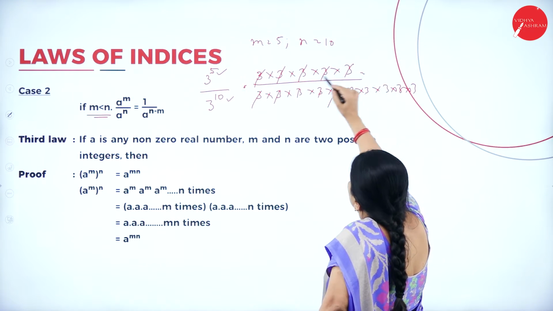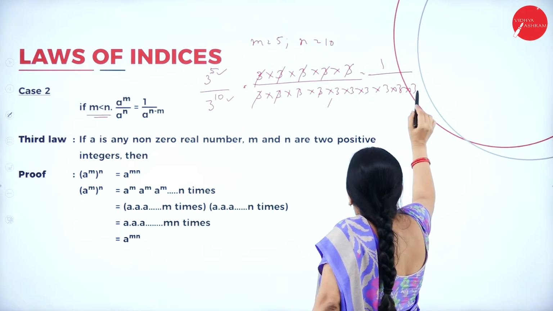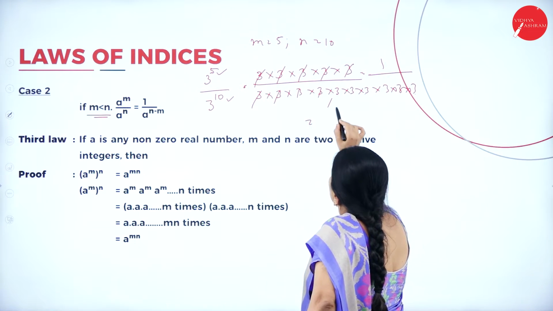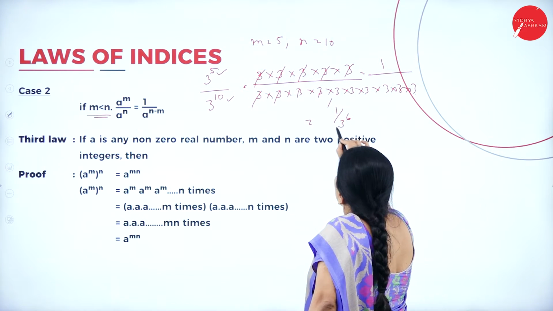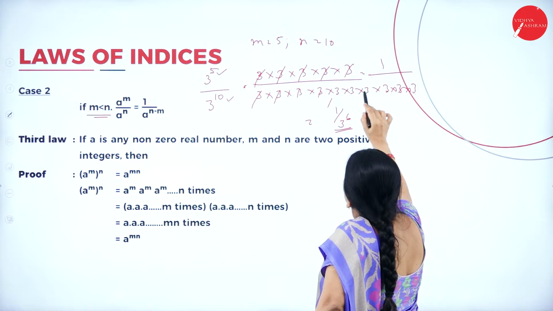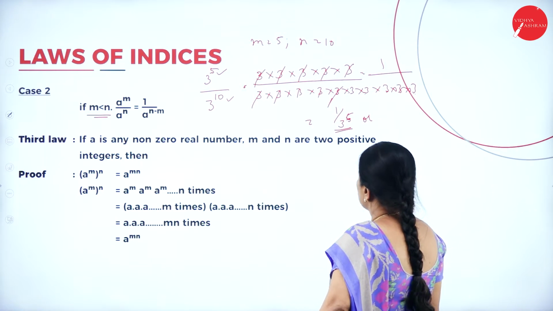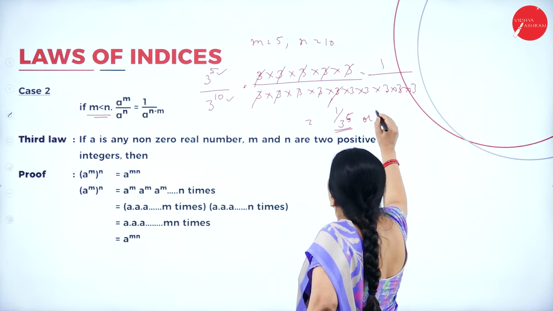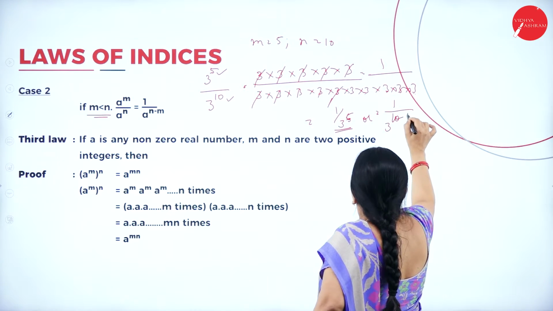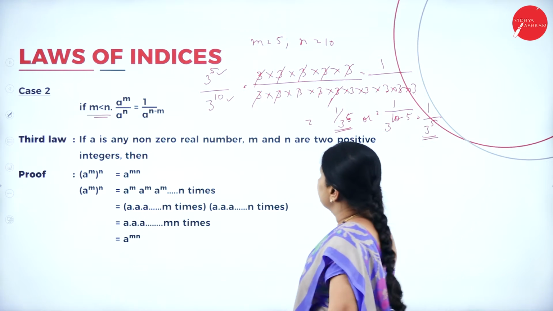What is left in the numerator? Only 1 is remaining. Here 1, 2, 3, 4, 5, 6. So this will be equal to 1 by 3 to the power 6, or 1, 2, 3, 4, 5. So it will be 1 by 3 to the power 5, or I can write it as 1 divided by 3 to the power of 10 minus 5, that is 1 divided by 3 to the power 5.